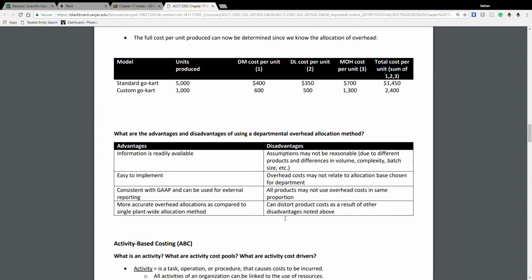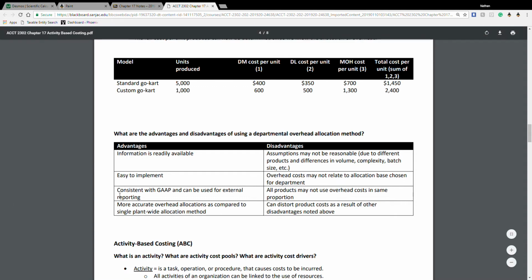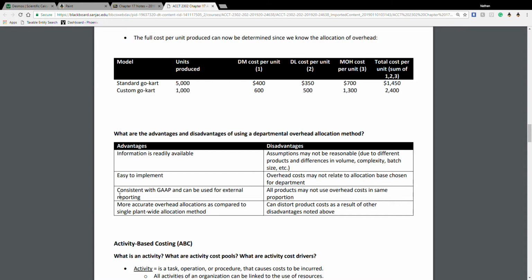Now there are some advantages and disadvantages to the department overhead rates, to trying to do it this way. One, the advantage is basically this information is usually always available. It's easy to do, very quick to do. So again, easy to implement. I can easily check a whole department and go, okay, this is how much we budget you, this is how many hours we figure, this is how long it takes. And that's it. It's also consistent with GAAP.